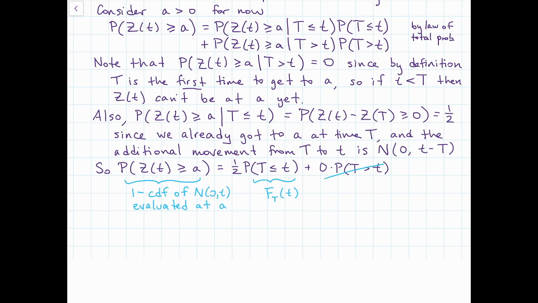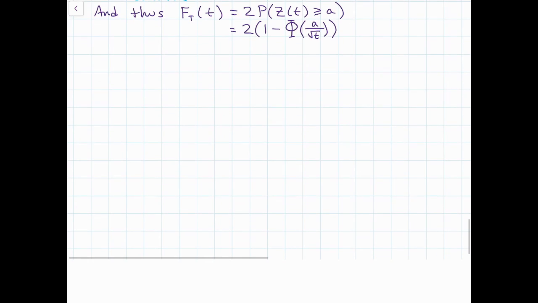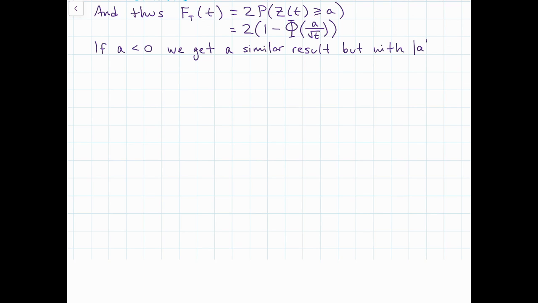So piling this all together and solving, we get that the CDF, big F sub T of little t, is 2 times the probability that Z of t is greater than or equal to a, which is 2 times 1 minus the standard normal CDF evaluated at a over root t. This was all assuming that a was positive, but if a is negative, we get a very similar result. We just end up with absolute value signs on the a. So we'll add those in, and that gives us the expression.